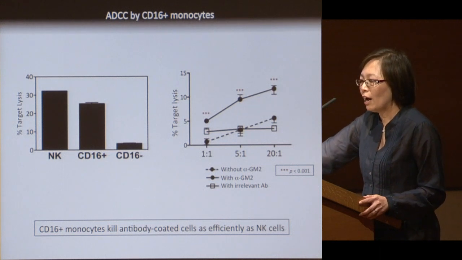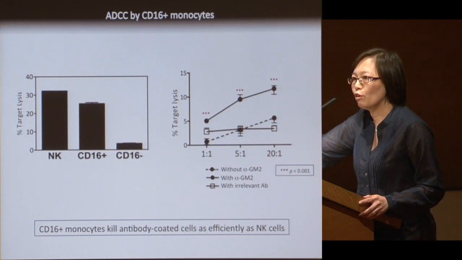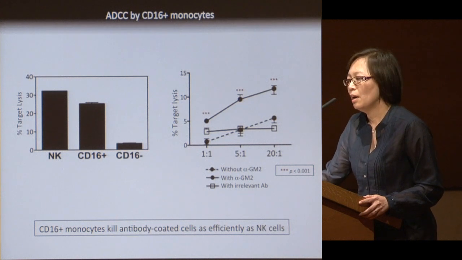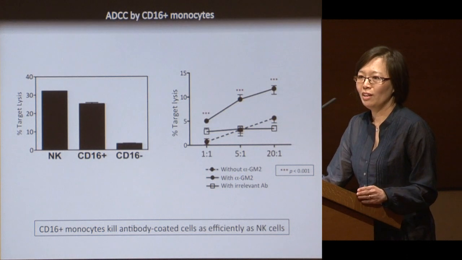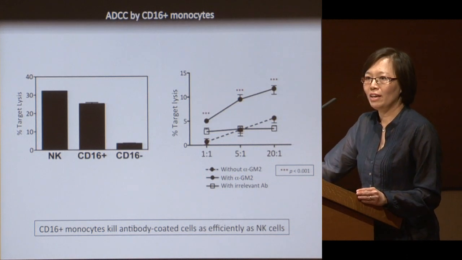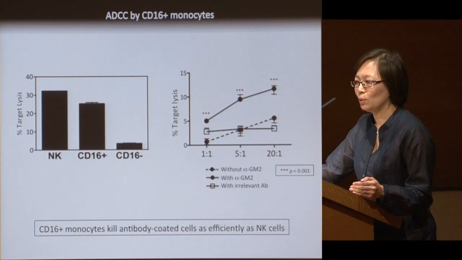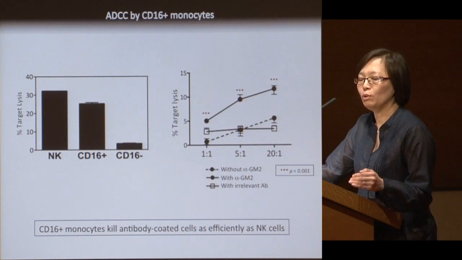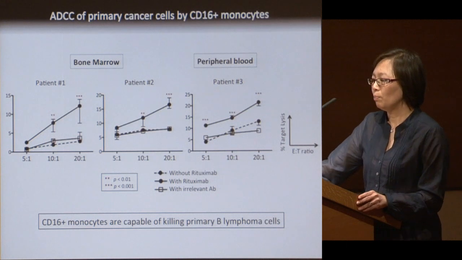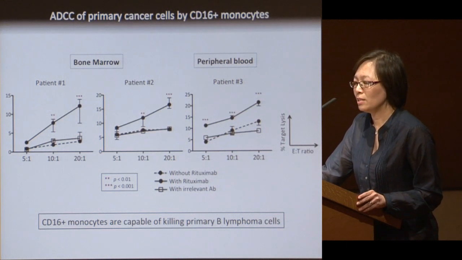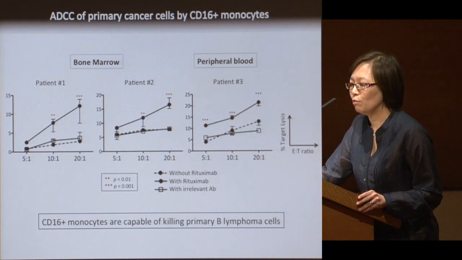So far I've shown you the killing of mainly tumor cell lines, but in order to move a step more forward from bench to the bed, we would like to find out whether these monocytes are also able to kill primary cells. To do that, we obtained some primary B lymphoma cells from patients in the clinic.